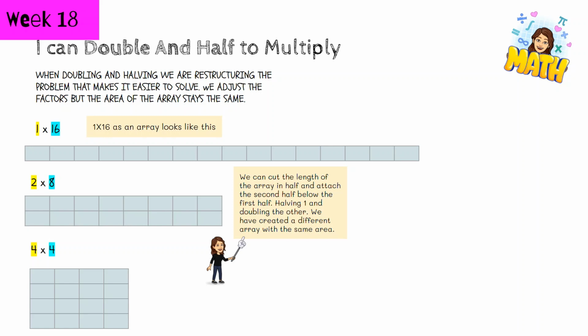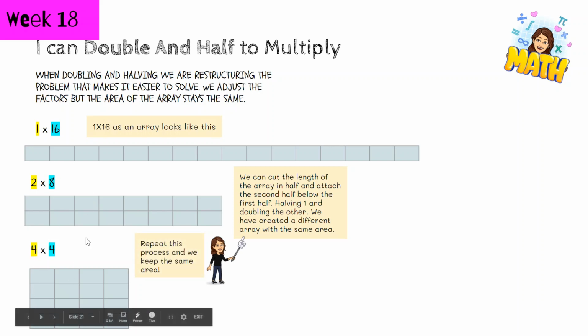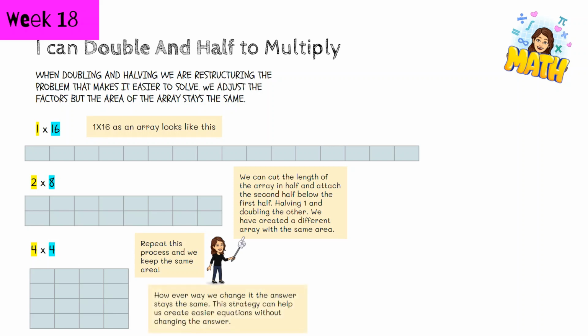Using this strategy can help you solve a problem that may seem tricky, but you have to make sure you're halving one side and doubling the other side. You can repeat this process until you get a friendlier number. So 1 times 16, 2 times 8, and 4 times 4 are all factors of 16. Now we're going to look at another problem to practice this a little more and make it a little clearer.